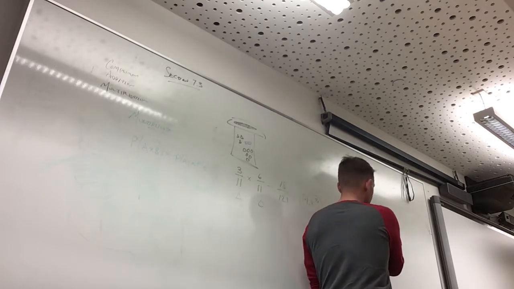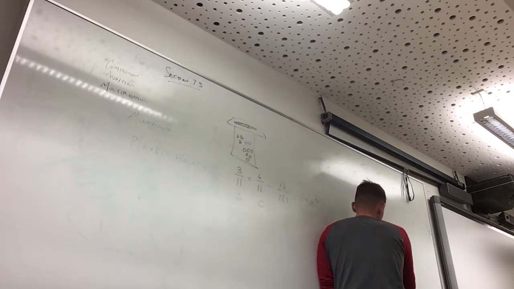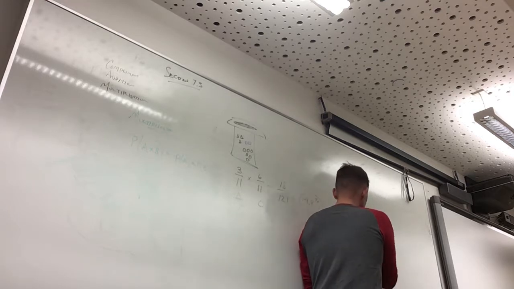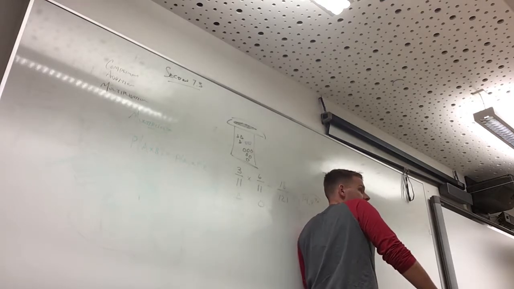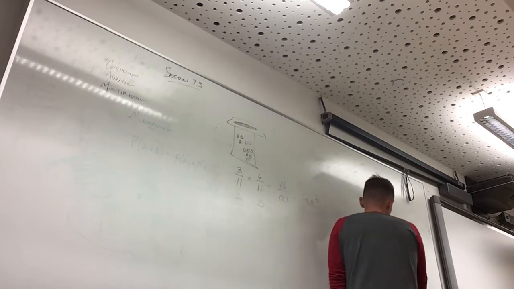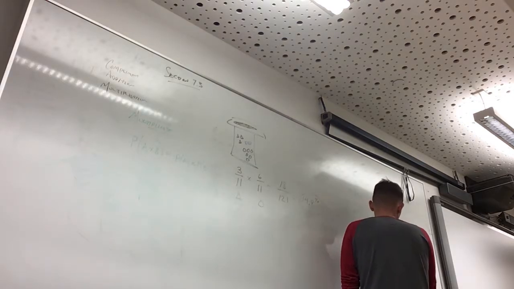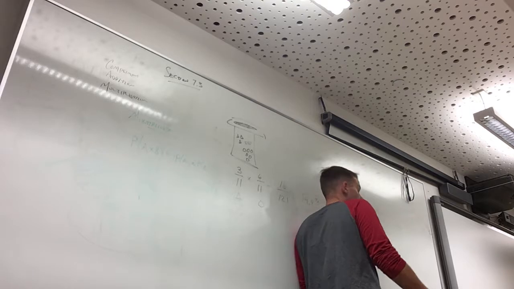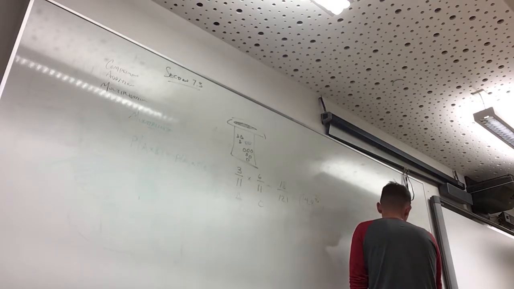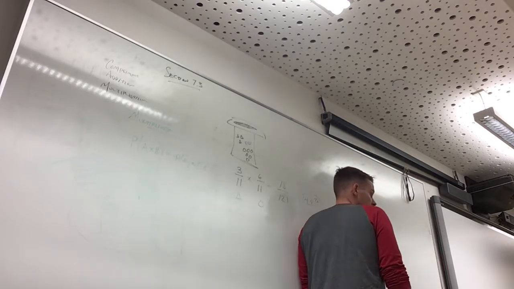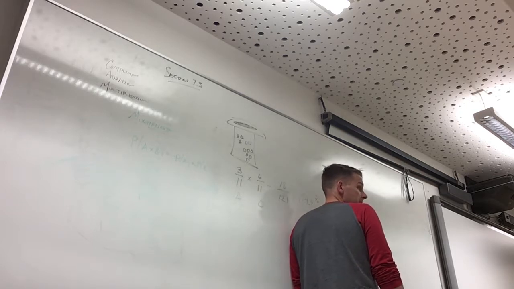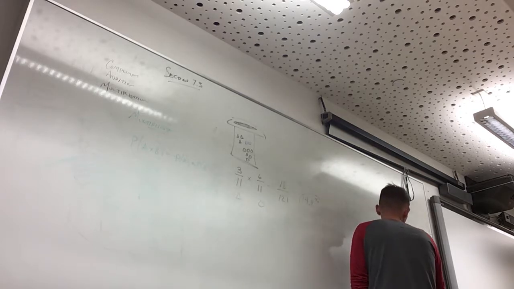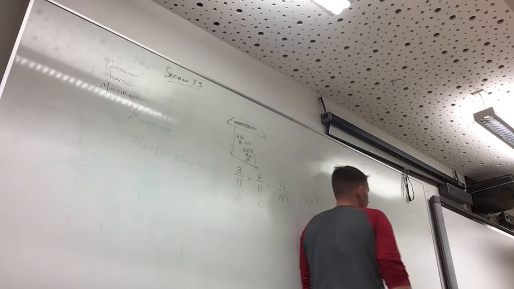Multiply those across. 5 times 3 is 15, times 2 is 30. 10 times 9 times 8 is what? 720. Yep. When you divide that out, what do you get? 1 over 24. Okay, which is equal to what percentage-wise? 4%. Okay, sounds good. Alright, 4%.